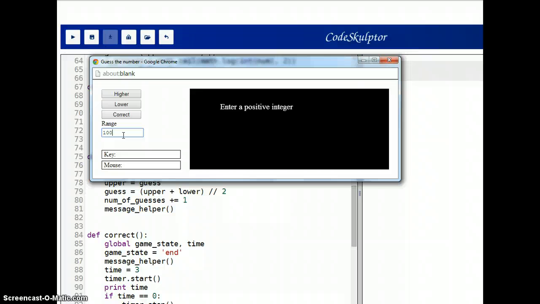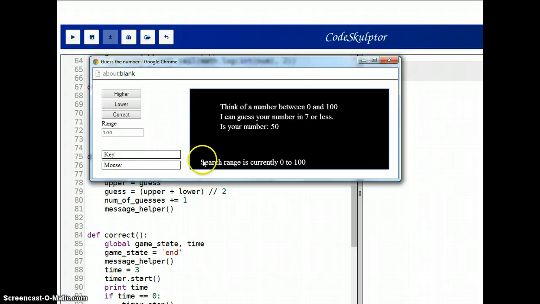Let's do it one more time, and let's look down here on the bottom where it says search range is currently 0 to 100. So let's do that 73 again. Now it's higher than 50. Now you can see our search range is currently 50 to 100, so it's half the size. And now our number is lower, so it's going to halve in size again. Now we know our number has to be between 50 and 75. And then we know it's higher. And you can see our search range gets smaller and smaller. And there we go. It's correct.